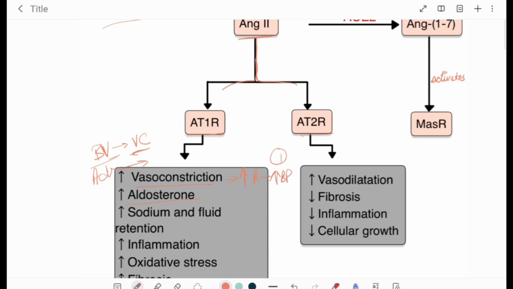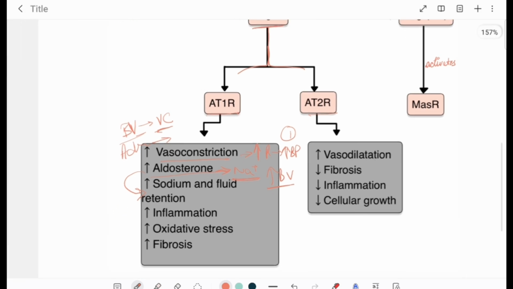The second way is the aldosterone. It goes to our kidney tubules and causes sodium retention. And as you know, water follows sodium. So as sodium is reabsorbed more and more, water follows it and increases the blood volume. Because of this, the afterload and the cardiac output are increasing. So because of aldosterone we have sodium and fluid retention. And it also increases inflammation, oxidative stress and fibrosis.